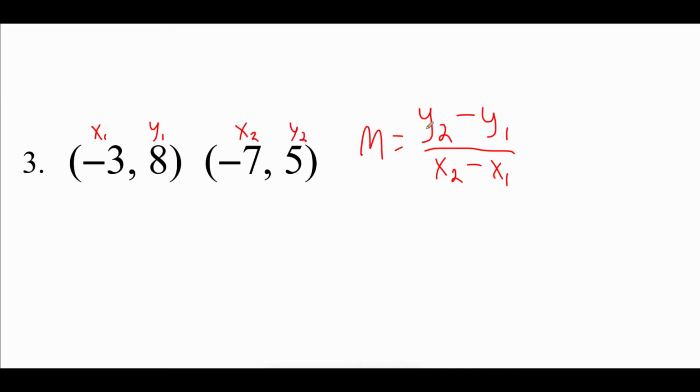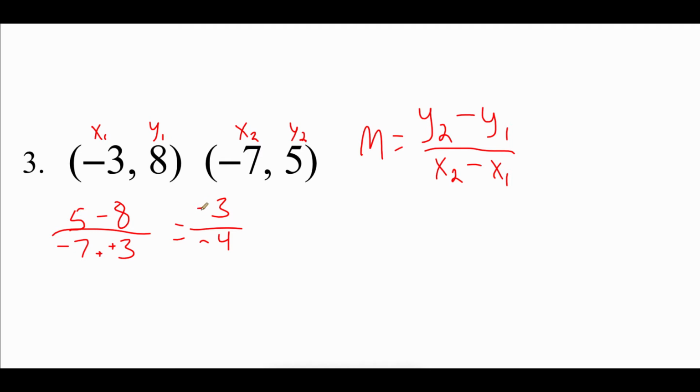So as we're looking at filling numbers into this slope formula, on top we're going to go y2 minus y1. So I'm going to go with 5 minus 8. And then on bottom, we're going to do x2 minus x1. So I'm going to do negative 7 minus negative 3. Now on top, if I take 5 minus 8, I'm going to get negative 3. And on bottom, if I take negative 7 minus negative 3, that double negative is going to turn into addition. So negative 7 plus 3 is negative 4.